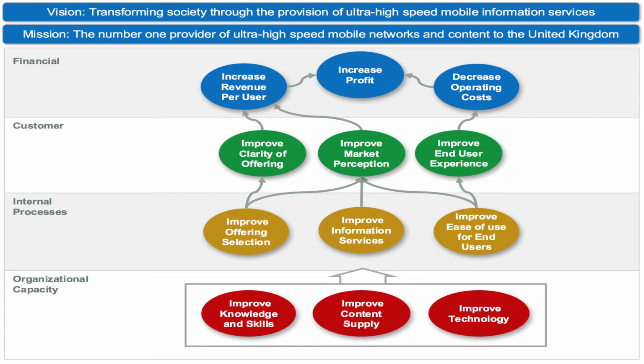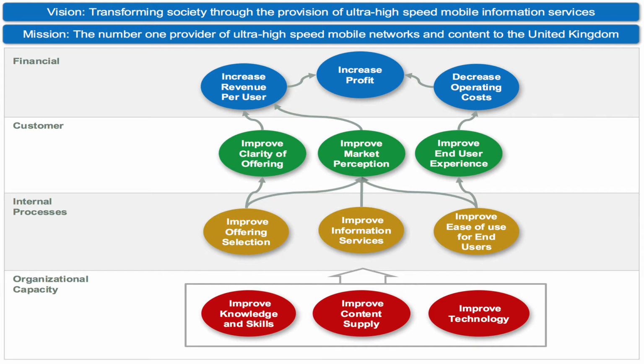Now I will tell you an example of a balanced scorecard. This is a good example I made for you guys specially to understand what a balanced scorecard is. The vision is transforming society through the provision of ultra high speed mobile information systems, and the mission will be the number one provider of ultra high speed mobile networks and content to the United Kingdom. If you want to know the difference between vision and mission, go back to my channel and find a playlist of basic differences between MBA terms and you will see it there.